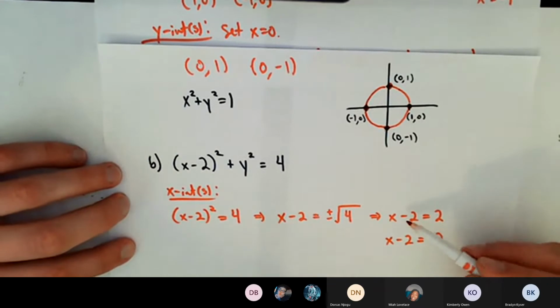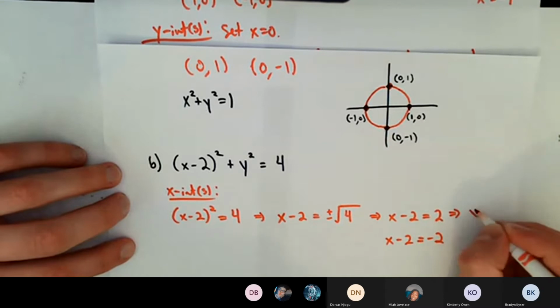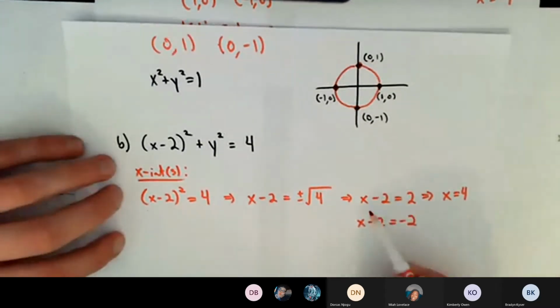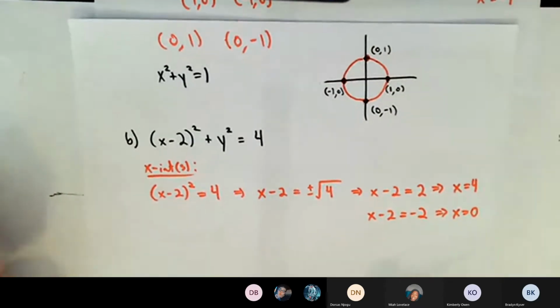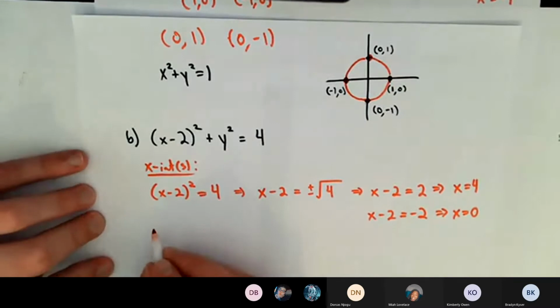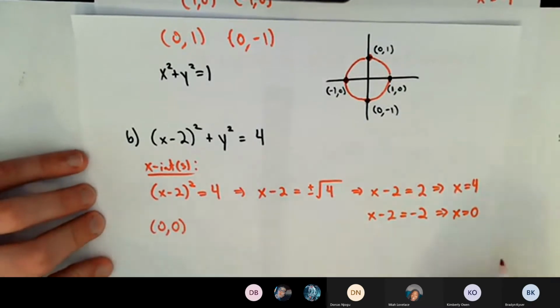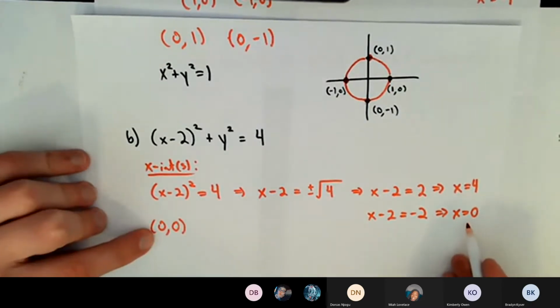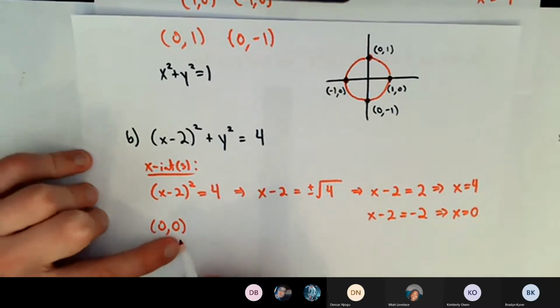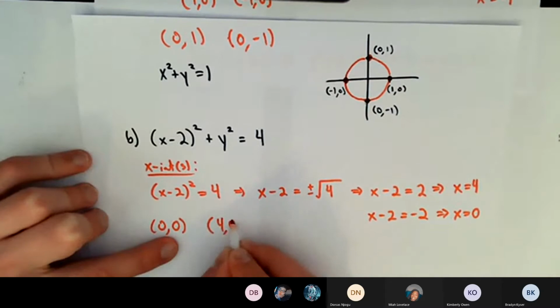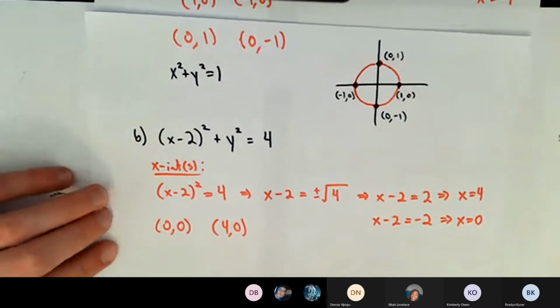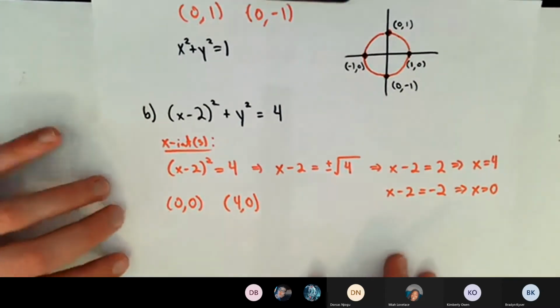For both of the equations I'm going to add to solve for x. I'm going to add 2 to both sides, right? So here, this one yields a 4, adding 2 to both sides. Now here, if I add 2 to both sides, what happens? Well, we get 0. Okay, cool. So my two x-intercepts are 0, 0, coming from that x value of 0, which is what I just solved for, and the y value is always 0 for an x-intercept. And my other one is 4, 0. All right.